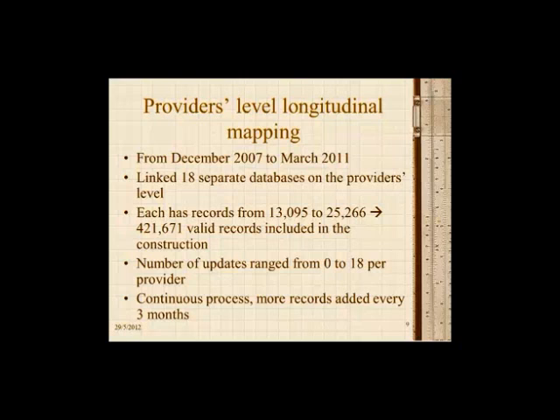And each database contains from 13,000 to 25,000 records. I may talk about valid records, because some of them are not valid to use because there is no ID or some other crucial point missing, so we won't be able to link them. So we're talking about just about 400,000 records to try to construct something. And in terms of updates, some providers happened to appear once during that window. Some appeared 18 times, so we've got 18 different points in time.